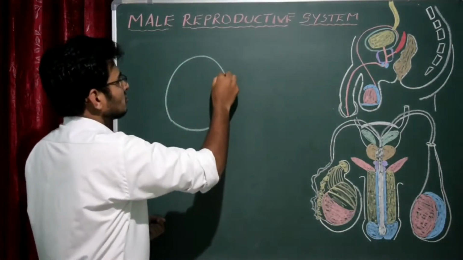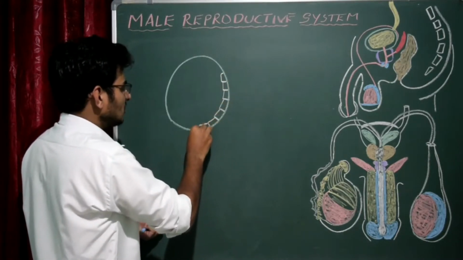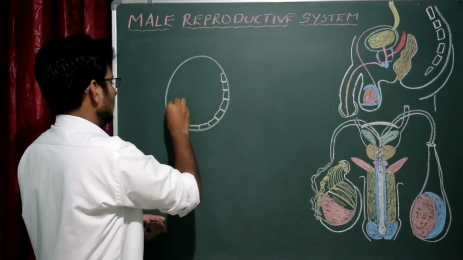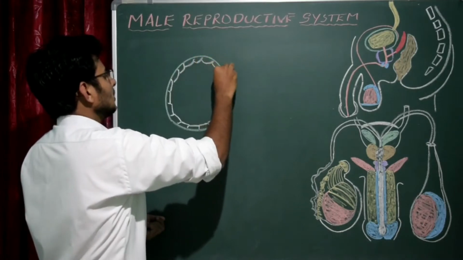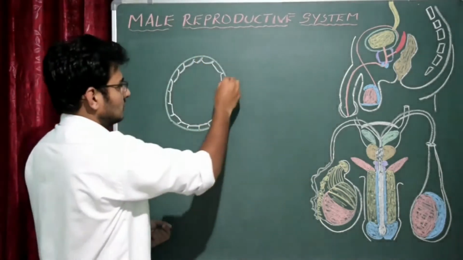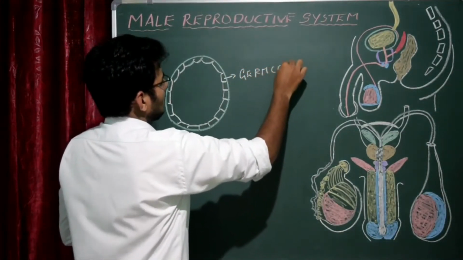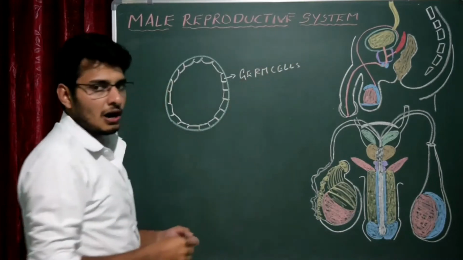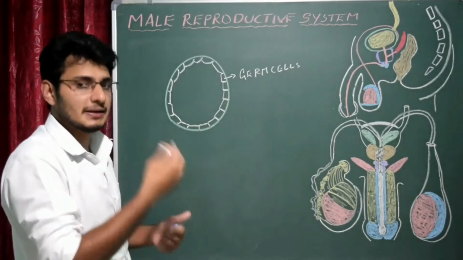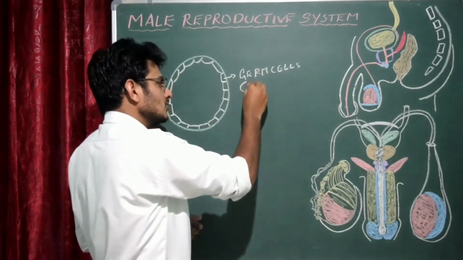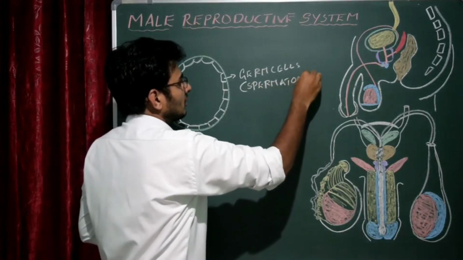Again, inside the seminiferous tubule you could see a single layered cells, like this, and all the cells which are present very close to the membrane of the seminiferous tubule are actually called germ cells. In the future, these cells are going to modify into motile sperms. Let us see how exactly later. Germ cells can also be called spermatogonia. What do you call? Spermatogonia.